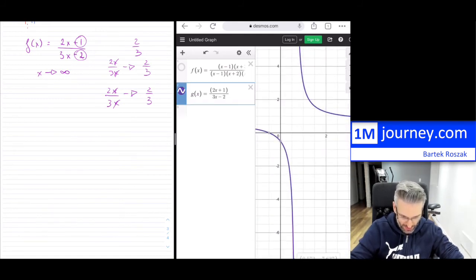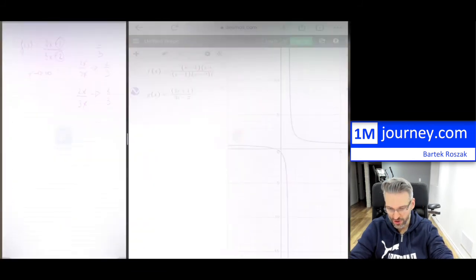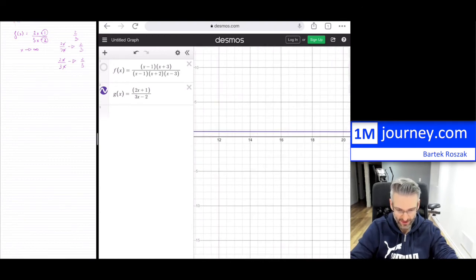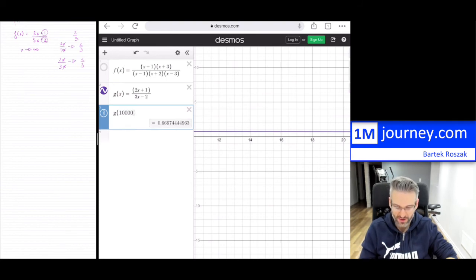Notice that this is going to be tending towards 2 over 3, which is 0.66666, etc. So here's our vertical asymptote, and then our horizontal asymptote. Notice that it just keeps tending, and it gets smaller and smaller. So let's do g at, let's say, a bigger and bigger number, just so that you can see what it's tending towards. It's supposed to be 2 over 3, right? Which is 0.66666. And there you have it. Notice that it's just going straight to that.